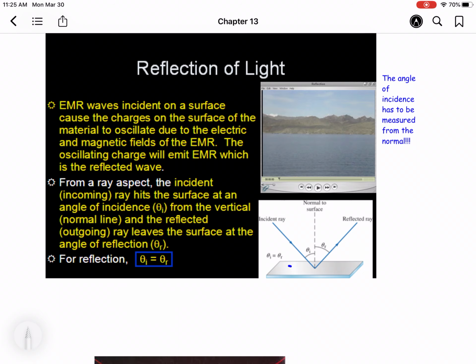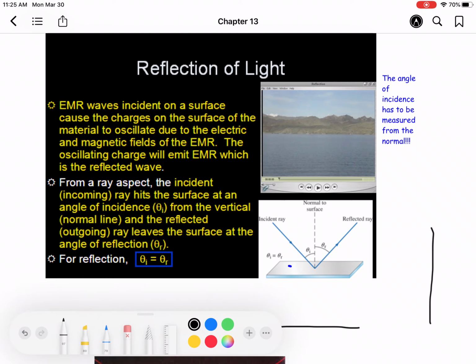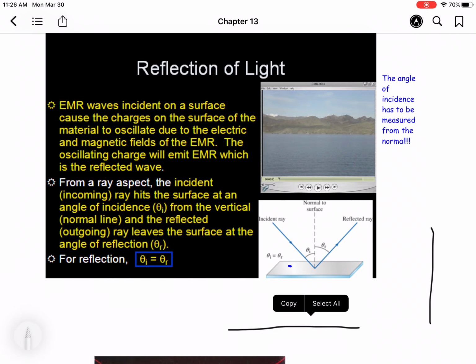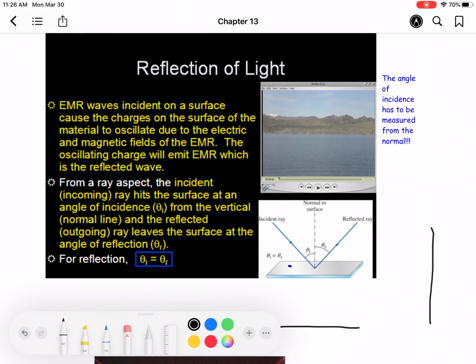So whenever you have a surface, doesn't matter if the surface is this way or this way, when light comes to hit it, the angle in which it's hit is measured from what's called the line of normal. The normal line is perpendicular to the surface, right? So it's perpendicular to the surface.